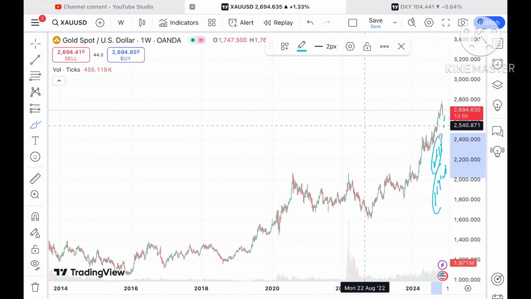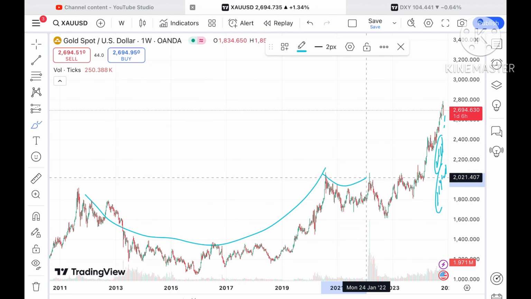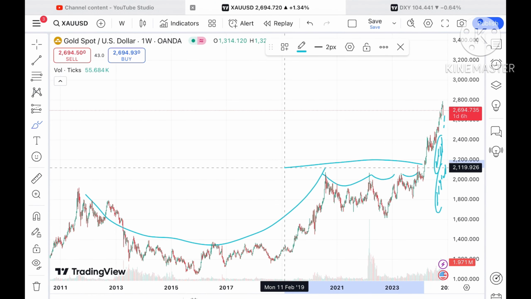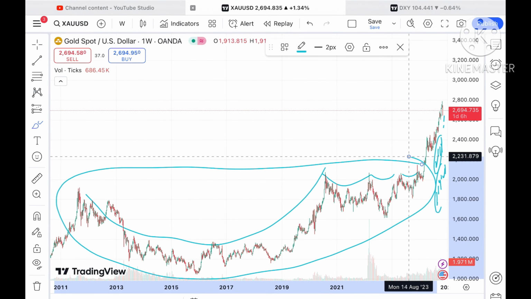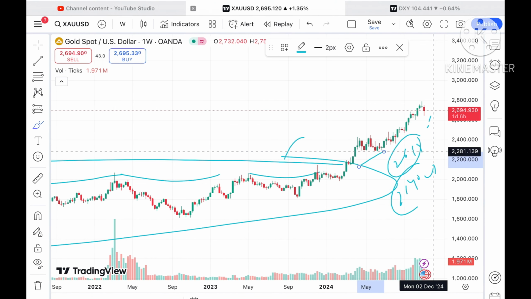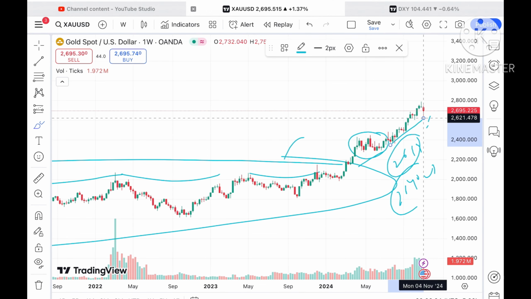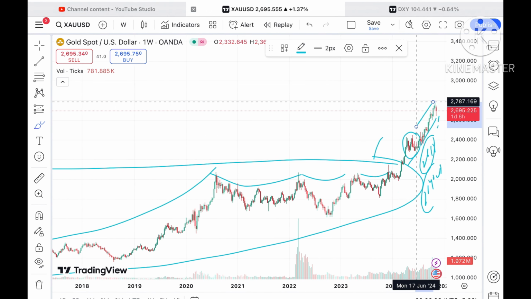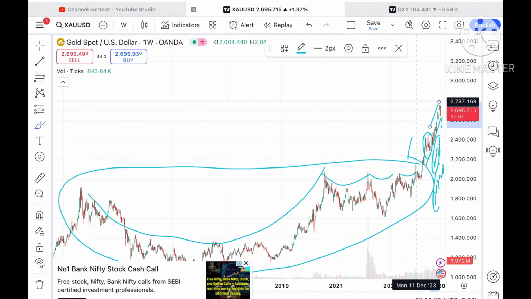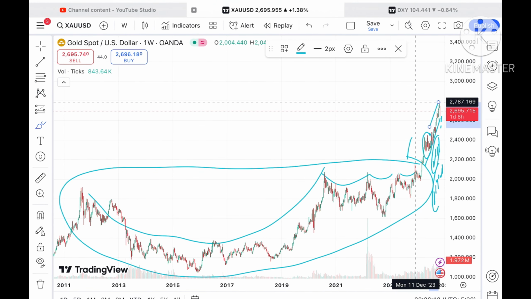Now looking at this chart, I've clearly explained that similar patterns were formed at these levels, and after this range moved out, we have seen a continuous upside. Similarly, this range has moved after a very long time, and this range has moved after a long time, so there is a continuous upside coming at this level. What can we see in the next week?